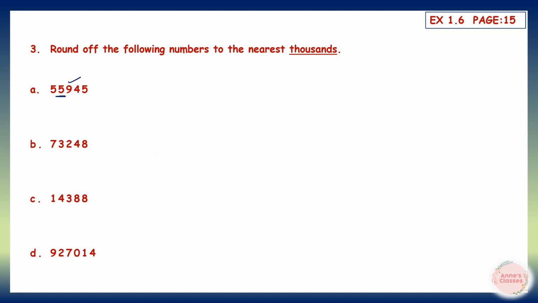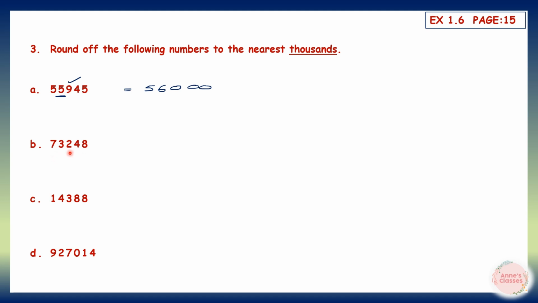So now what is our number? So 5 we write as it is. The next 5 will become 6. Now all the digits to the right of the underlined digit will become zeros. So 1, 2, 3 zeros you must put. So that's 1, 2, 3. So what is our answer? 56,000.